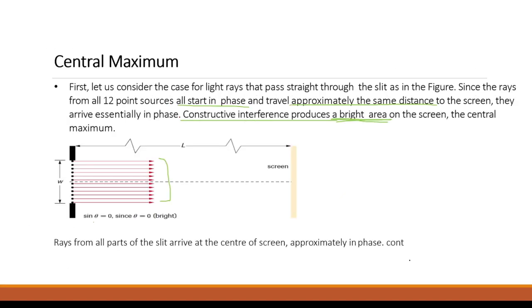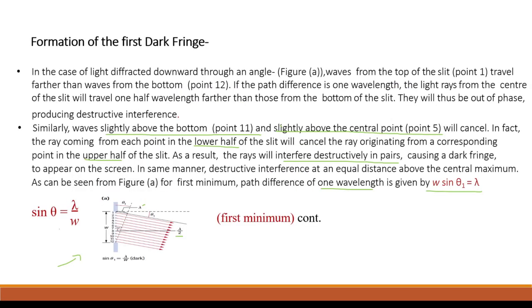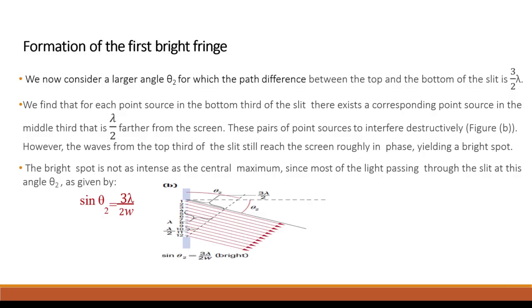And so in the previous one, we said sine theta was equal to 0, which resulted in a bright spot, and there was no phase difference. Versus this one, where we're saying that sine theta is equal to lambda over W. And when we have that, we get dark spots because we get these pairs that are destructively interfering with each other. And so this is the formation of the first dark fringe because of this destructive interference in these corresponding pairs.